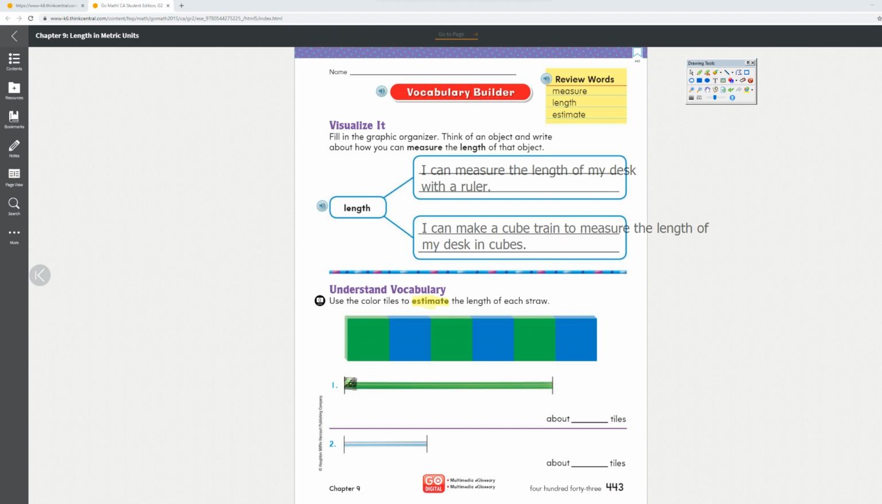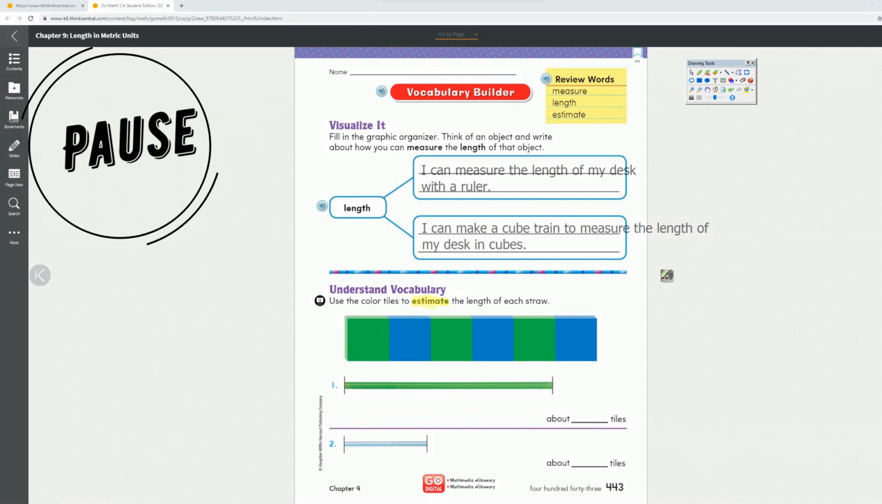For number 1, how many of these cubes do you think it is? Number 2, looking at these cubes, how many of these cubes do you think will make up the length of this straw for number 2? So work on numbers 1 and 2 now. Pause the video.